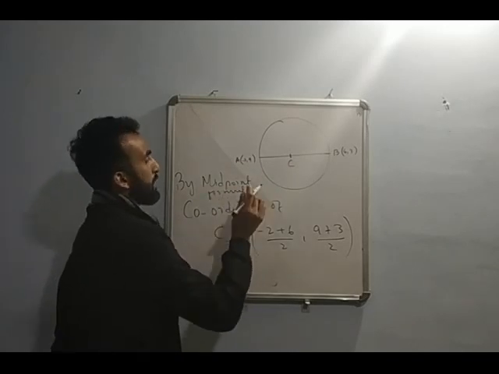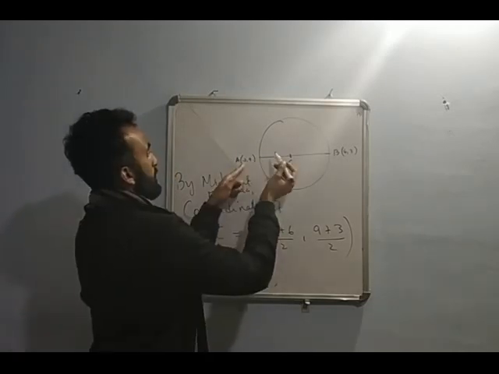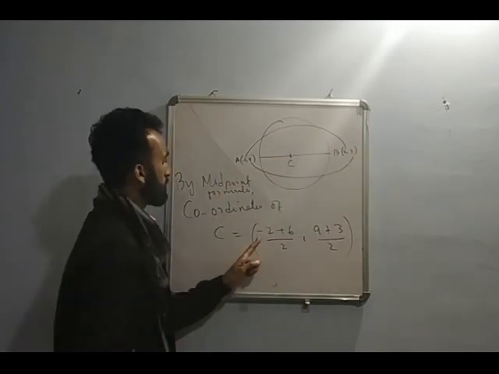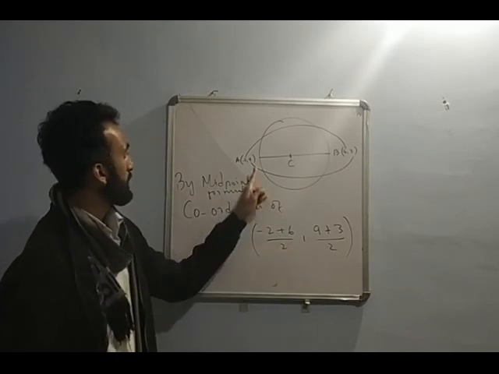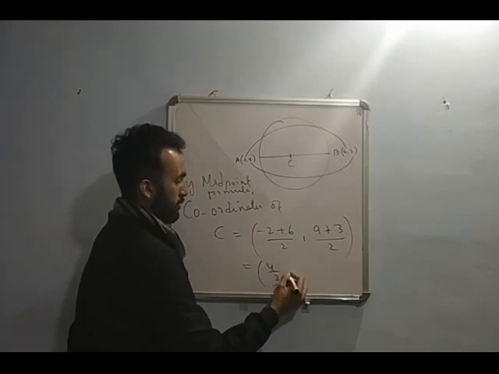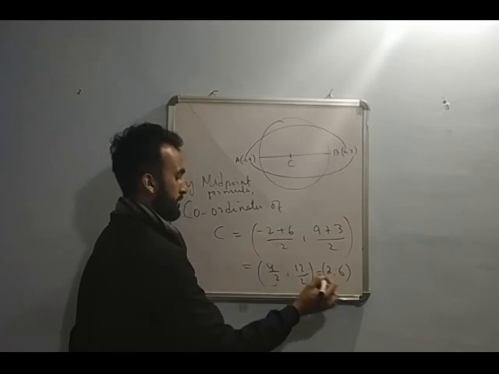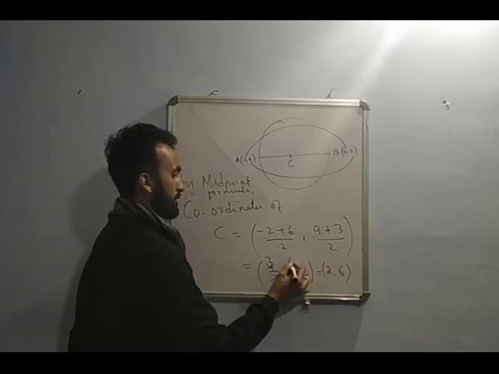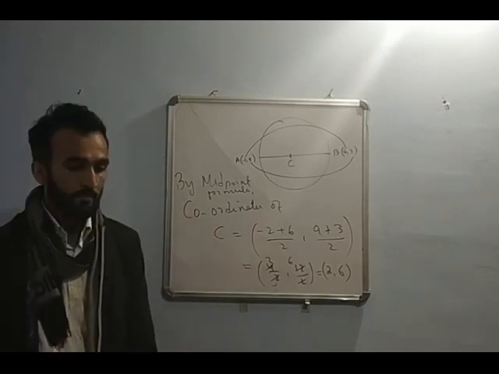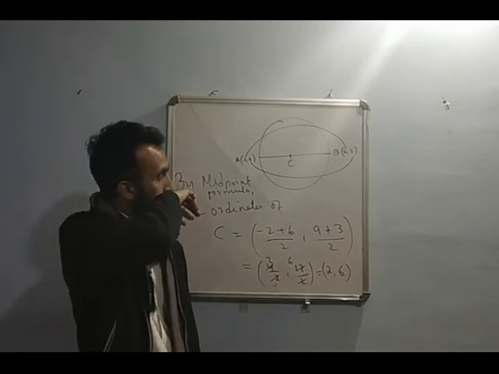By the midpoint formula, coordinates of C equal to (x1 plus x2) divided by 2, comma (y1 plus y2) divided by 2, which is (-2 plus 6) divided by 2, comma (9 plus 3) divided by 2, which is 4 by 2, comma 12 by 2, which is equal to (2, 6). Very simple, because C is exactly in the middle. One more question is left. That one you try by yourself.